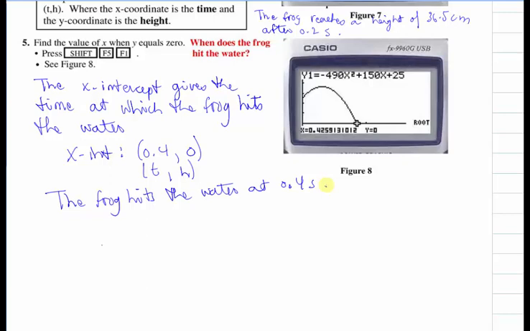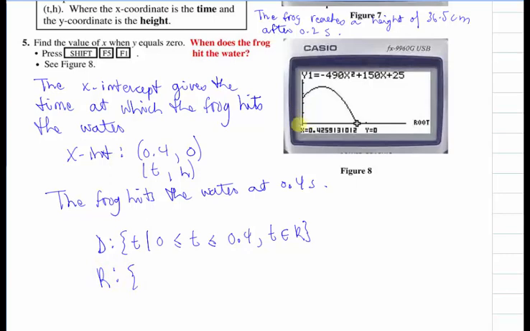Okay, now on your handout it asks you at this point to determine what the domain and range of this function are. So the domain, remember, is your t variable. So we want to know from what time to what time this graph represents. In terms of our problem, well, the frog starts at a time of 0 and hits the water at a time of 0.4 seconds. Okay, so here's your domain in set notation.